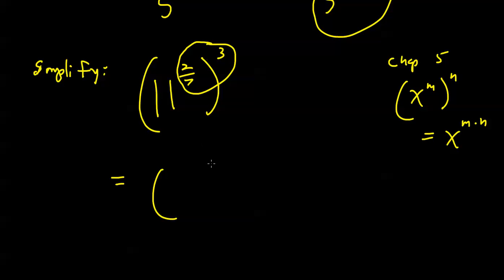Power of a power, I multiply the exponents. Well, 2/7 times 3 is, of course, 6/7. I don't need parentheses here. I can just write my answer as 11 raised to the 6/7 power. 3 times 2/7 is 6/7 at the exponent level.